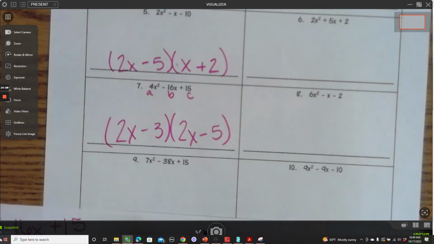All right, last one. Can we do it with the AC? You want to do the AC? Yeah, I want to see if that one is easier. I feel like it looks easier.